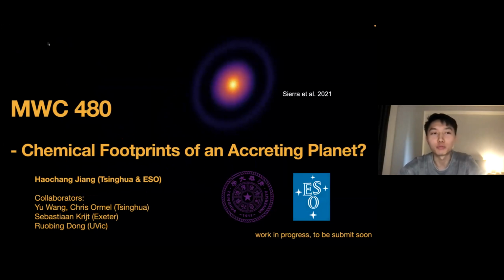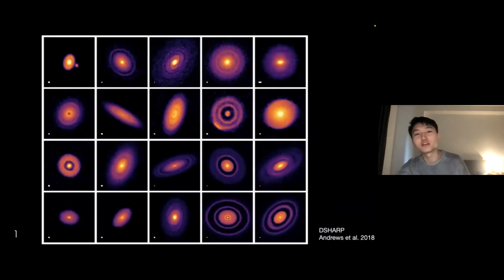So again, protoplanetary disks, and this time we have planets. Thanks to the development of submillimeter and millimeter facilities like ALMA, we now know that lots of these protoplanetary disks feature axisymmetric structures like rings and gaps, like what we show here.